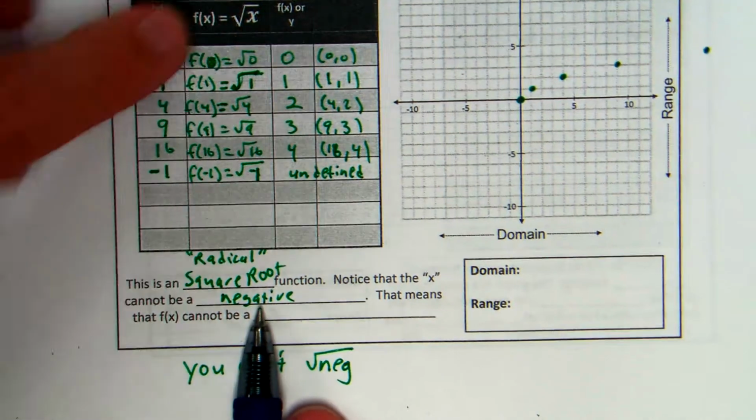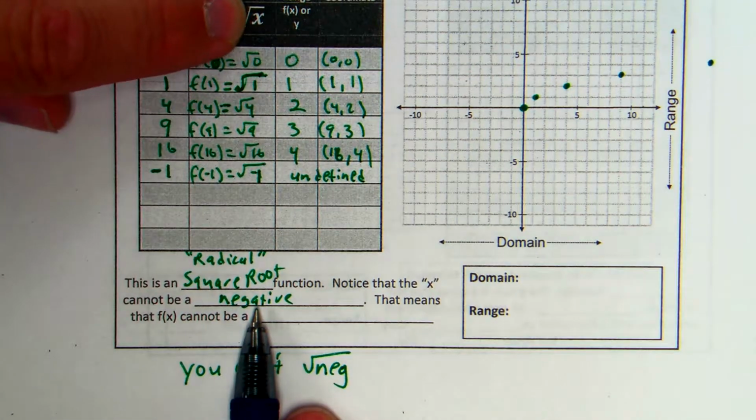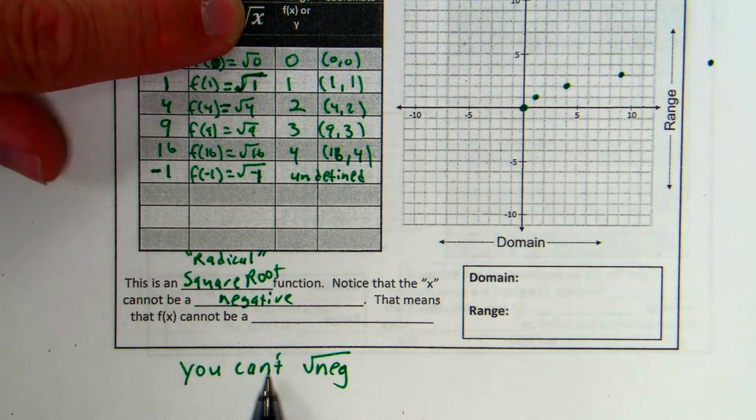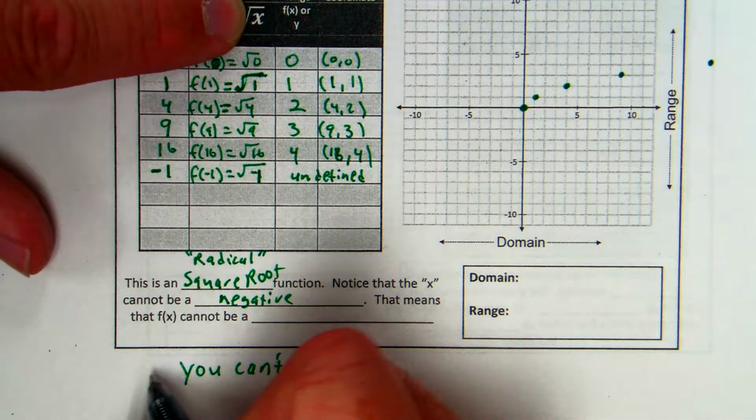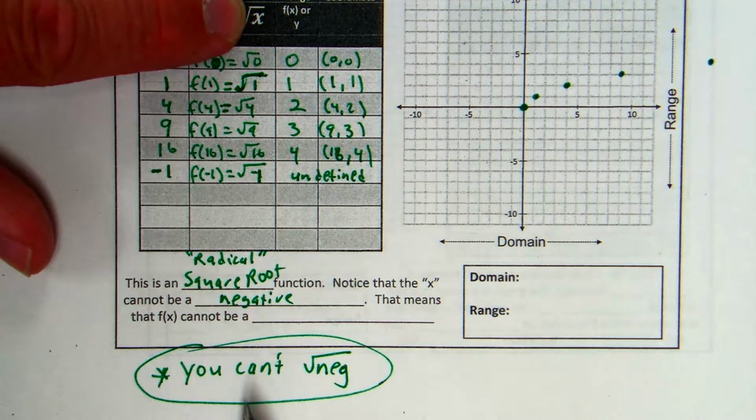Now, sometimes you can have a negative number under here depending on what else is under here with it, but it is important that regardless of what's under here, you can never take the square root of a negative number. Go ahead and put a star next to this circle. This is an extremely important rule. We're going to come back to this over and over again.